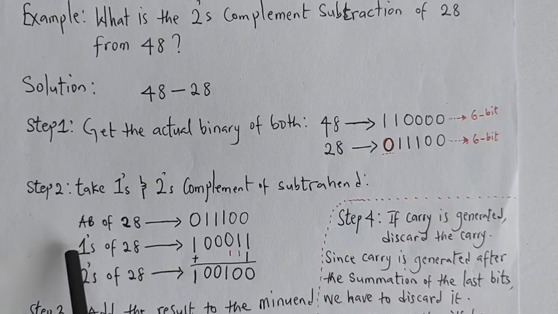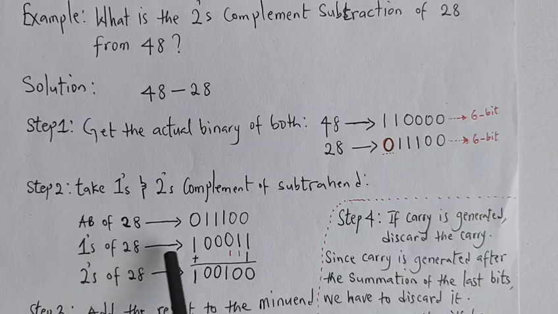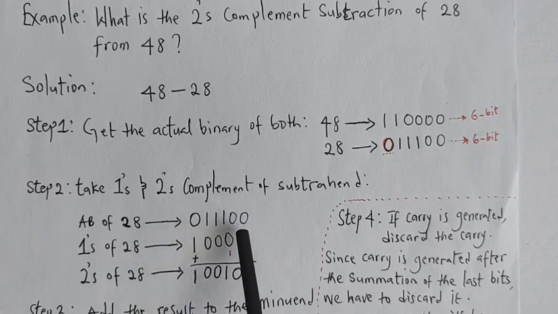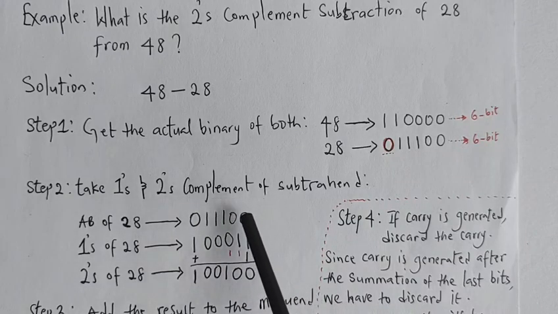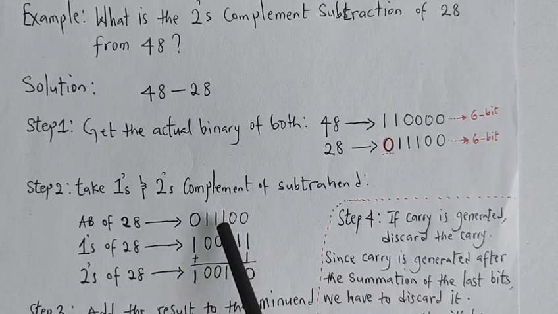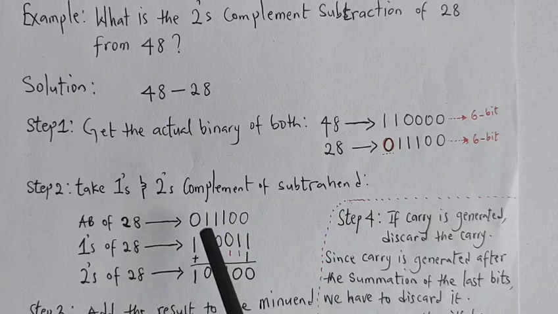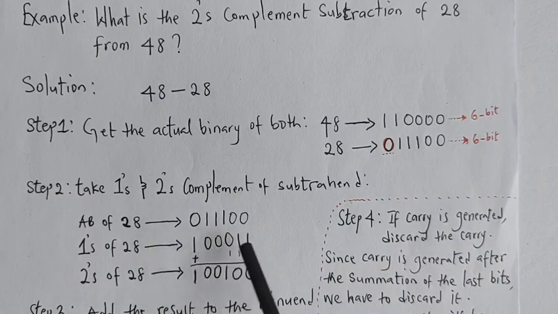Now the next thing we need to do, since 28 is the subtrahend, is take the 1's complement of 28. It's going to be the inverse of 28. So that is what we mean by the first complement. The inverse of it is going to be where you have 0, you have 1, and where you have 1, you have 0. So this is nothing but the inverse, the first complement.